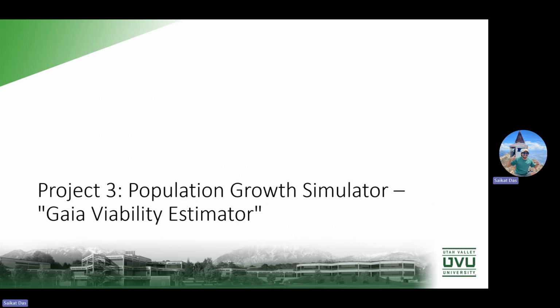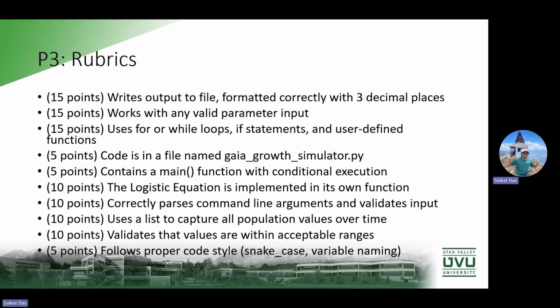Again, this is the recap of project 3. I already discussed the project 3 description last week. Here's the rubric again. You need to write the output to a file this time. That should be formatted correctly with 3 decimal places. It should work with any valid parameter input. It uses for or while loops. Either one is fine for this project.